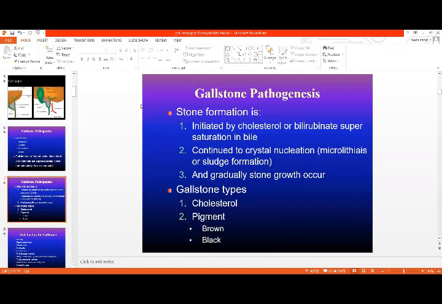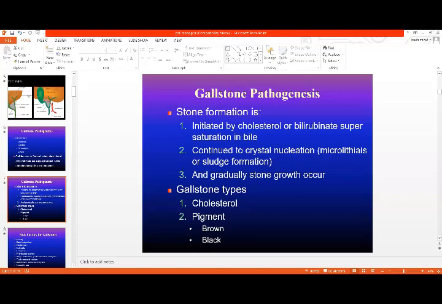Now, initiated by cholesterol or bilirubinate supersaturation. What happens is small stones, crystals, form in the gallbladder, and everything gradually grows on top of that. उसी के ऊपर crystals के ऊपर वो बनते चले जाते हैं और फिर बड़े stone grow कर जाते हैं gradually. Now, what are the different types?